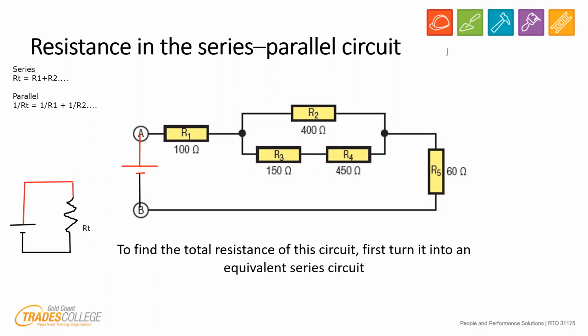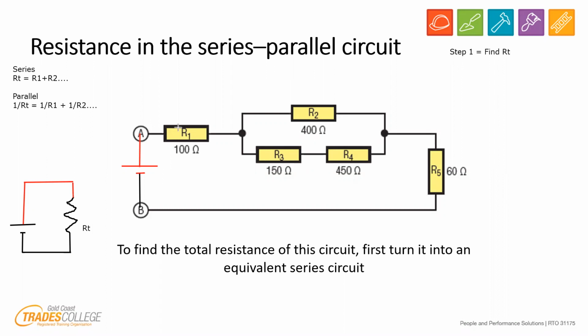Remember, we've got our steps. Step one, to make it easy for us, is to find RT. There's a problem though. To find RT with this circuit, you can't just add them up. You can't do your 1 over, because it's a series parallel. There's a combination of both. So the first thing we want to do is look at the circuit itself and try and identify somewhere which is simple for us to simplify.